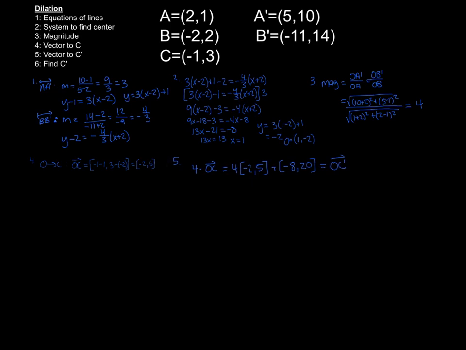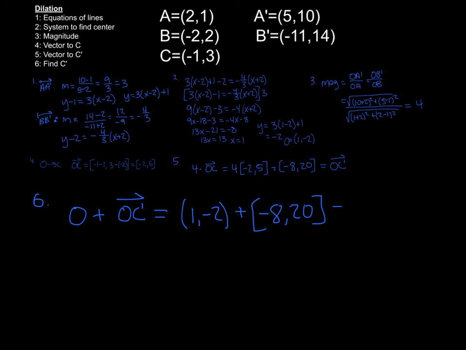And now for our grand finale, to do step 6, what we need to do is, that's our vector, but we need to tell it where to start, right? Otherwise, it just ends up starting at 0, 0. So we need to tell it to start at O. So what we're going to do is O plus the vector OC prime. And what that looks like is 1, negative 2, plus negative 8, 20. And that's going to give us a point at negative 7, 18. And that is C prime. So we found C prime, and there's all your steps.